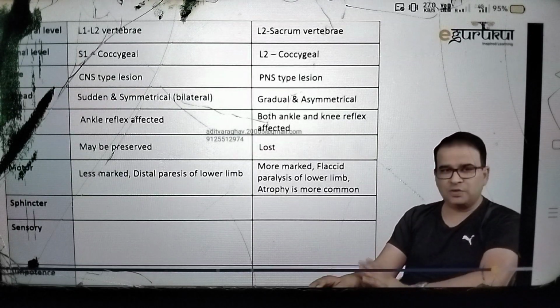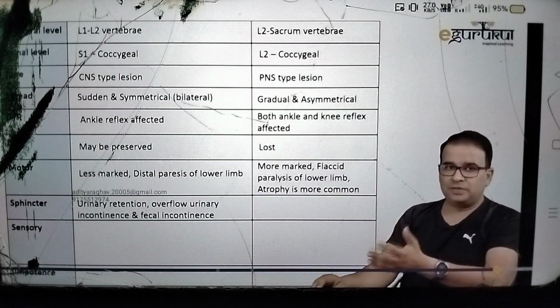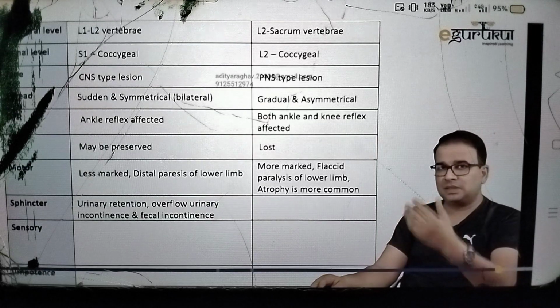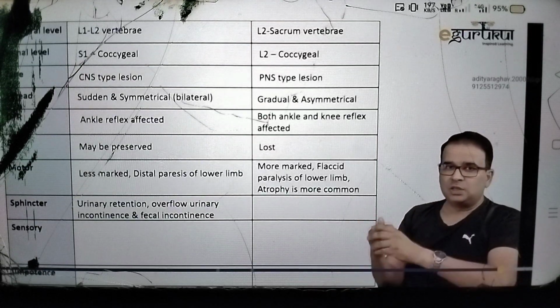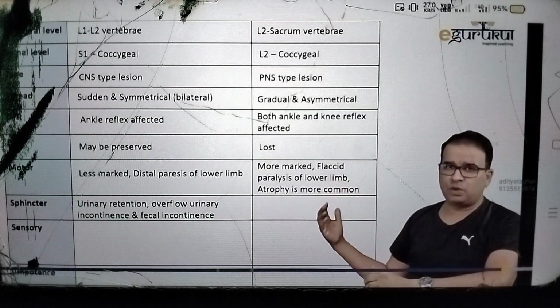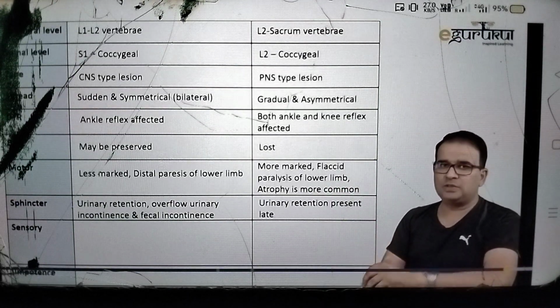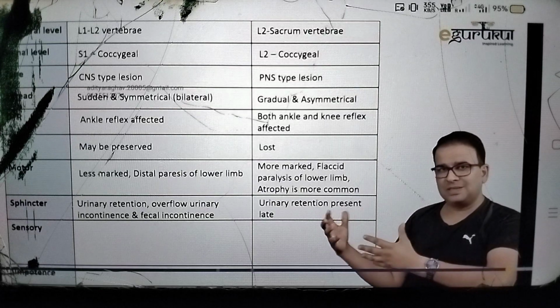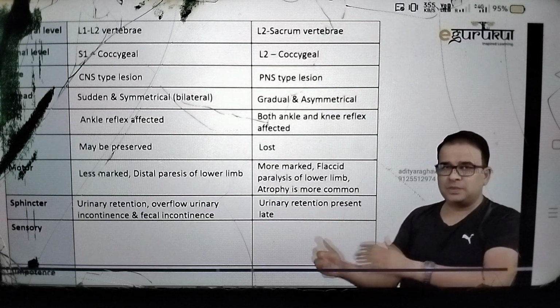Sphincter, this also we discussed. Because of the involvement of the nerves in the sacral S2, S3, S4 region, the splanchnic nerve as well as the pudendal nerve, urinary retention, overflow urinary incontinence, and fecal incontinence will be seen in case of conus medullaris, which can be seen in case of cauda equina syndrome as well, but that is a little late when you see the course of this injury. So urinary retention may be present in case of cauda equina also, but the presentation will come a little later.